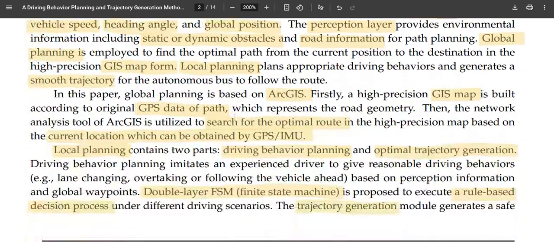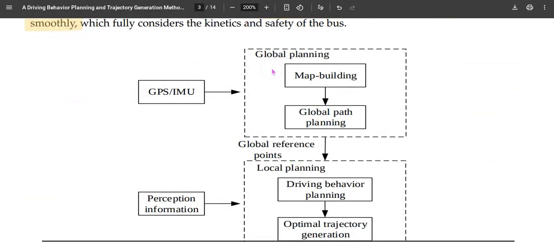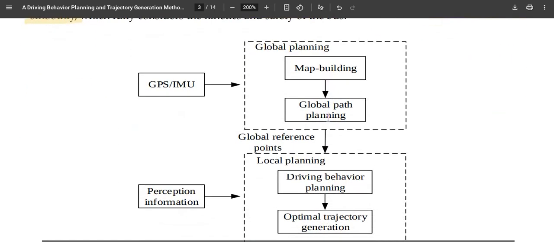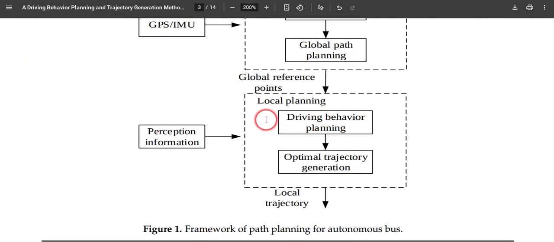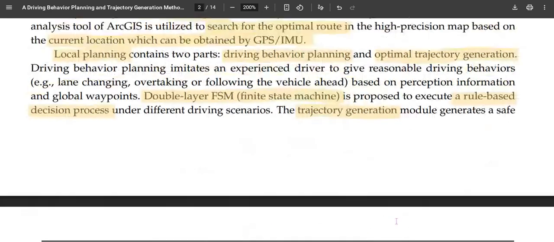The framework is depicted in figure 1. They build a map using GPS and IMU data, and the global path planning is computed using a standard algorithm. Once those points are computed, local behavior planning decides what state it has to go to based on the perception information, and the local optimal trajectory utilizes this global information to make a local trajectory plan, and that is given to the path tracking controller.